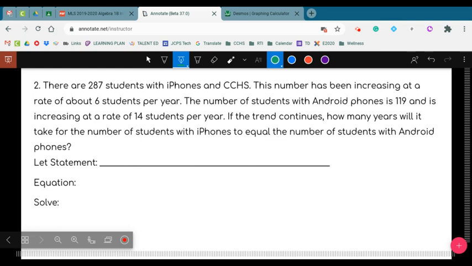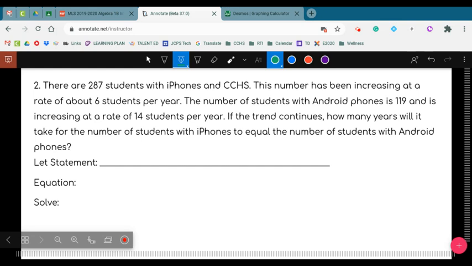This number has been increasing at a rate of 6 students per year. Their number of students with Android phones is 119, and it has been increasing at a rate of 14 students per year. If the trend continues, how many years will it take for the number of students with iPhones to equal the number of students with Android phones?